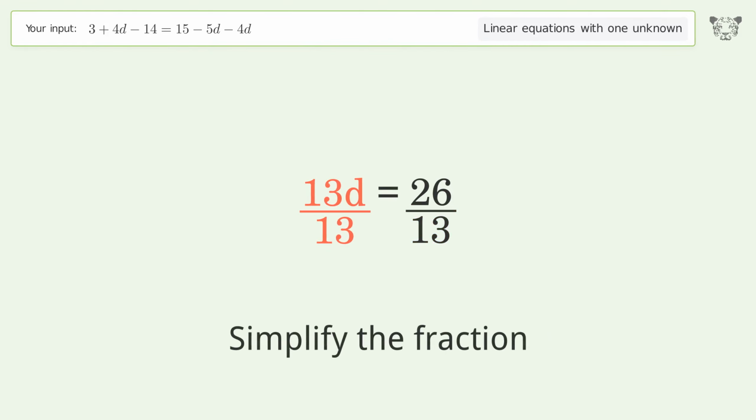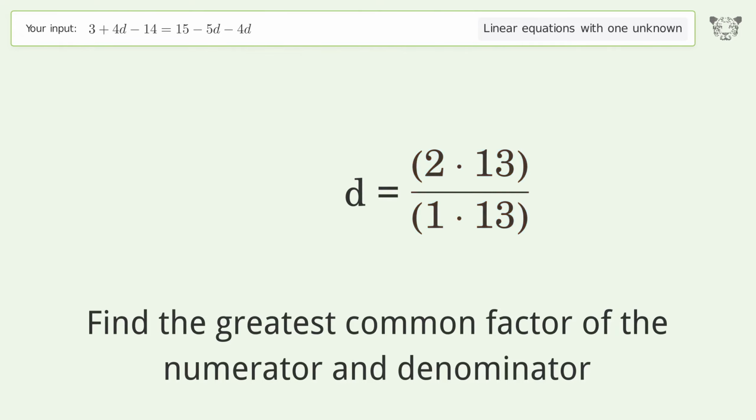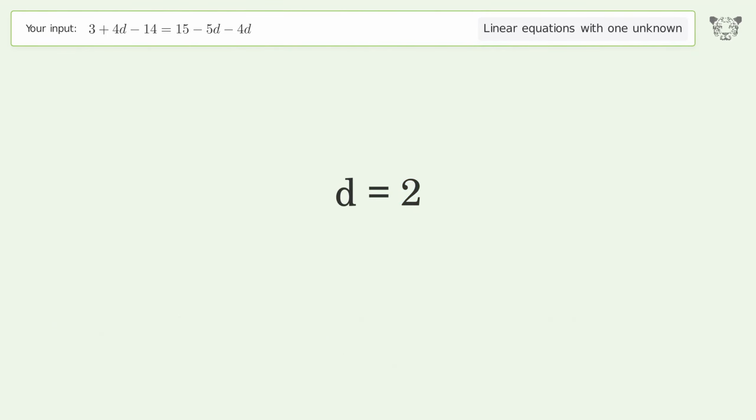Simplify the fraction. Find the greatest common factor of the numerator and denominator. Factor out and cancel the greatest common factor. And so the final result is d equals 2.